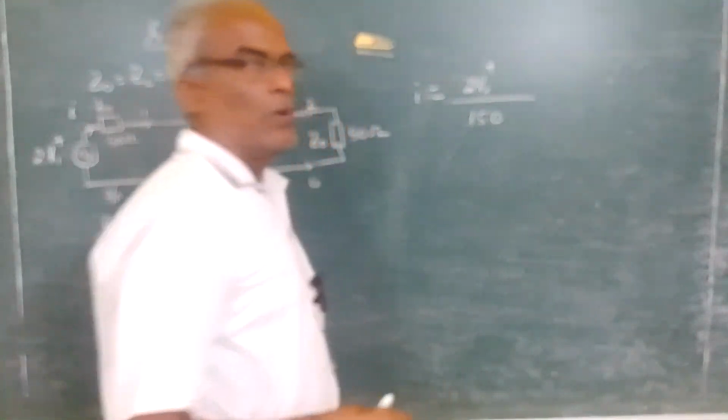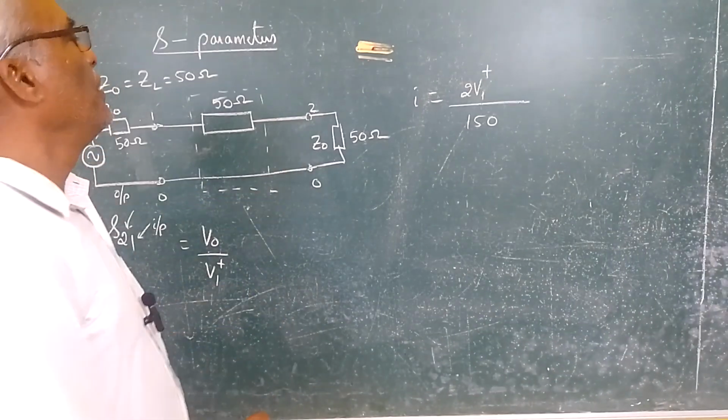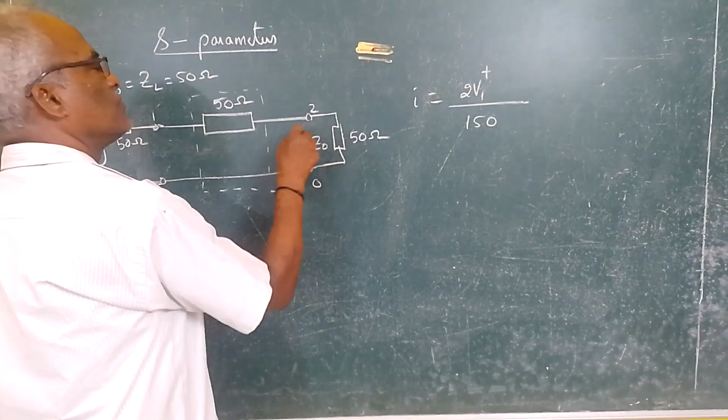Now I want V2. V2 is nothing but the voltage across this 50 ohm load.